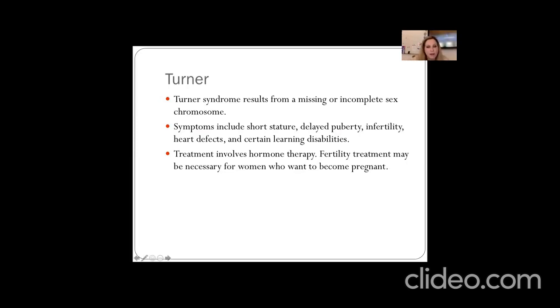So what I want you to write down about Turner's is that it's X0 and that she will be really short, have delayed puberty, and be infertile. I'm mostly interested in you seeing these three, although I just want you to recognize there are other things that will happen. So short, delayed puberty, infertile. Hopefully everyone's getting that. I'm just going to move on.